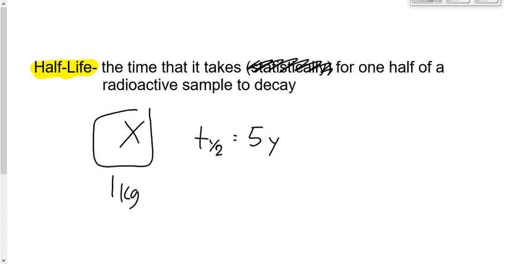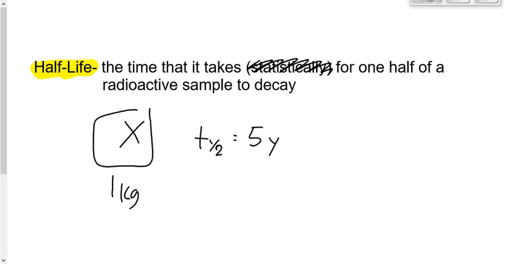Now, that doesn't mean the other 500 grams is decayed to nothing. It's decayed into some other element, right? If you have carbon-14, it decays into nitrogen-14 and a beta particle. Okay? Element X might decay into element Y and an alpha particle. But after 1 half-life, after 5 years in this case, half of that will have decayed. In other words, you'll only have 500 grams of element X left.